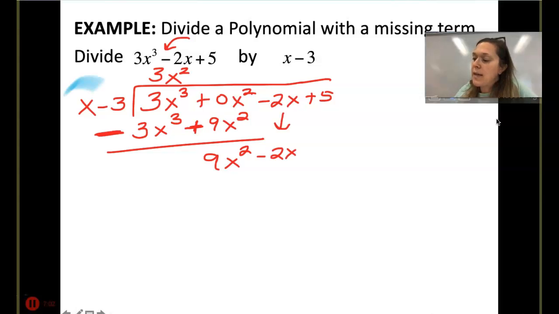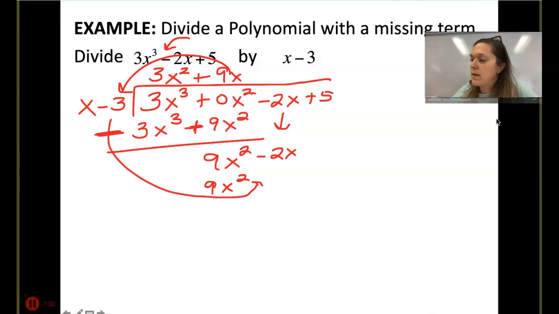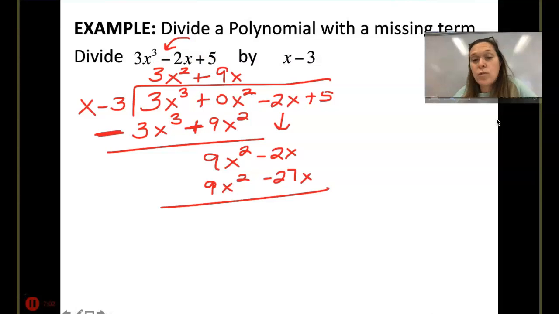Now what do I need to multiply x by to get to 9x squared? 9x. I'm going to put a plus 9x here. Multiply through. So 9x times x, write my product here. 9x squared. 9x times negative 3, write my product here. Negative 27x. This is a big subtraction problem, so just change the signs of everything in the second. Gets me 25x. Bring down my plus 5.